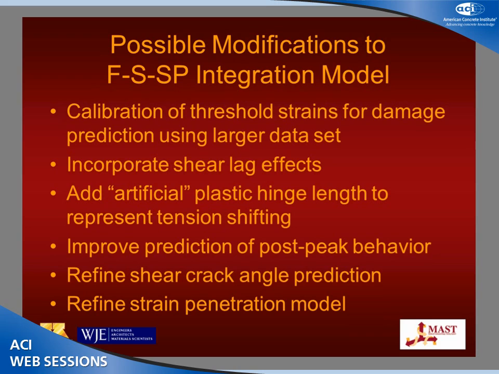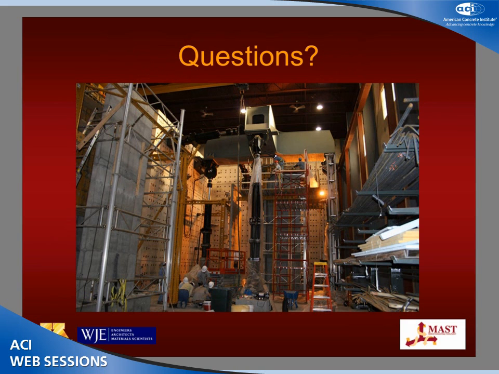Consideration needs to be given to improving the prediction of post-peak behavior for predicting stability in the collapse prevention range, and refinements to the shear crack angle prediction and strain penetration model would be appropriate to increase the accuracy of the model. And with that, I will take questions.